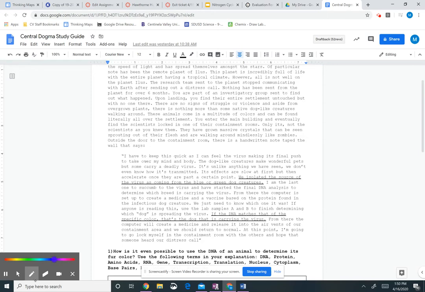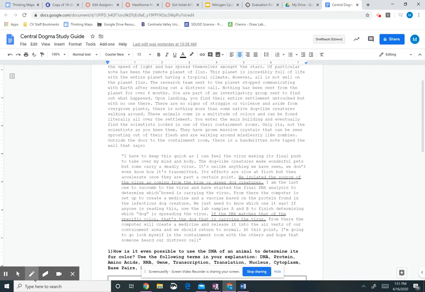So it says, I have to keep this quick as I feel the virus making its final push over my mind and body. Dog-like creatures make wonderful pets, but some of them carry a deadly virus. It is unlike anything that we have seen. We don't even know how it's transmitted. Its effects are slow at first, but accelerate once they are past a certain point. We have isolated the source of the virus as it's coming from either the blue or green dog creatures.